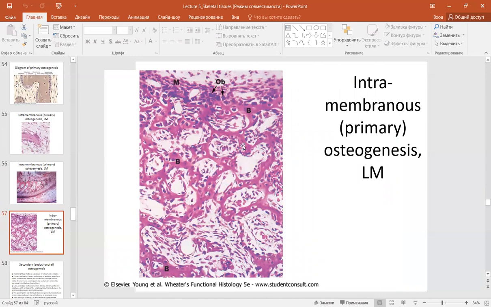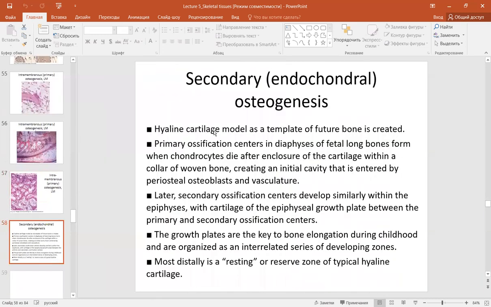Intramembranous primary osteogenesis on light microscopic view: the bony trabecula, the red bone marrow forming from the mesenchymal cells, and trabeculae of bone. Trabecular bone or spongy bone is very characteristic for this osteogenetic type.